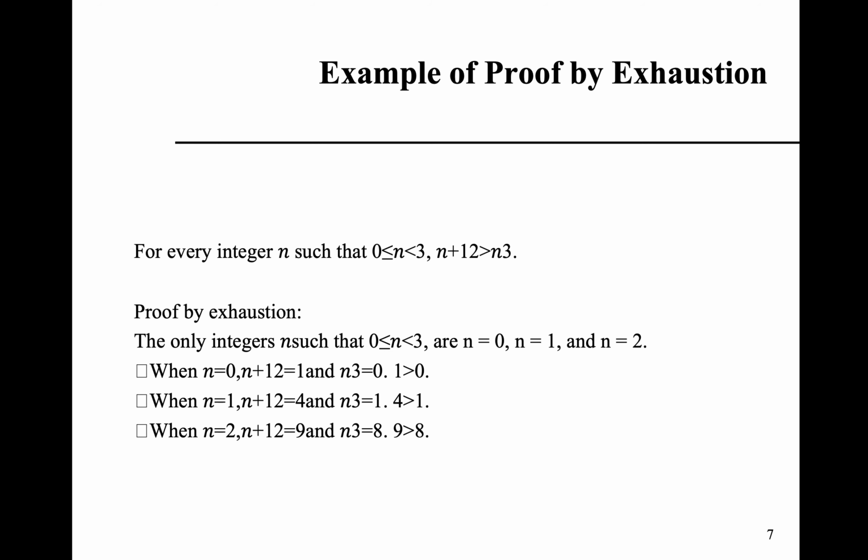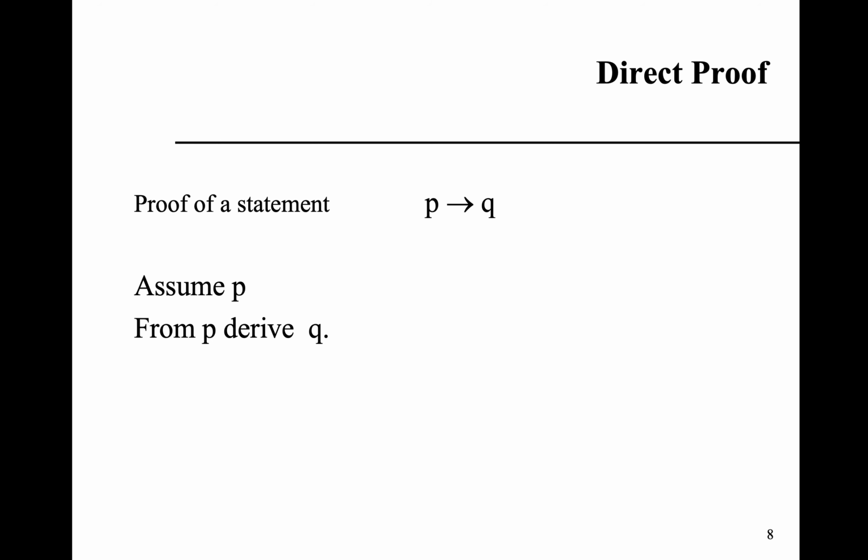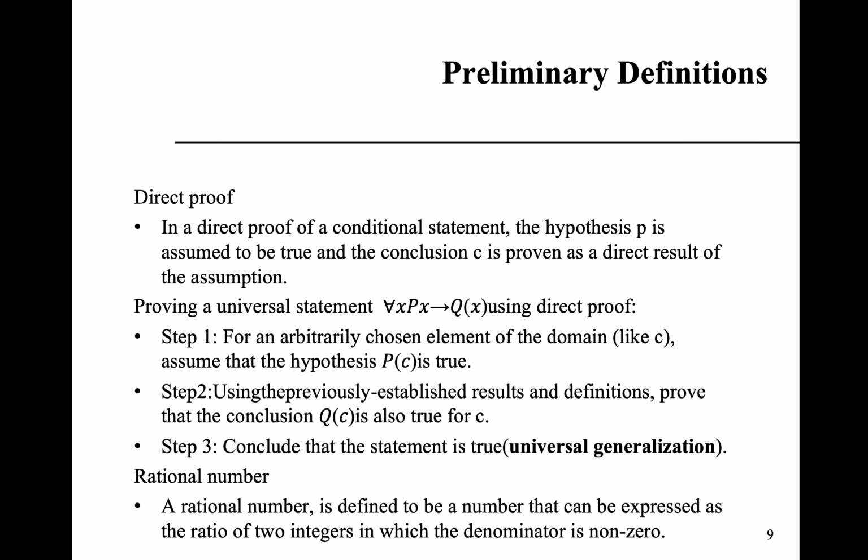Now the next method is direct proof, and this is going to get used quite a bit. So in this case scenario, what you do is you assume P, and from P you derive Q. So you just want to work off of that idea. Within direct proof, you have a conditional statement. The hypothesis P is assumed to be true, and the conclusion is proven as a direct result of the assumption.